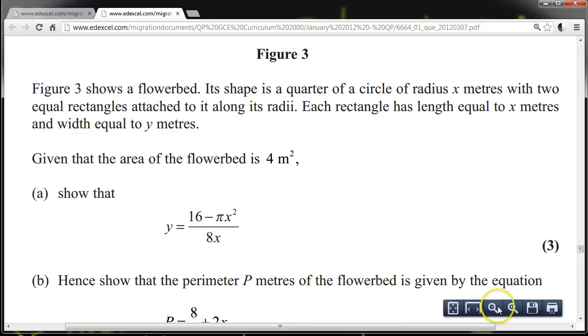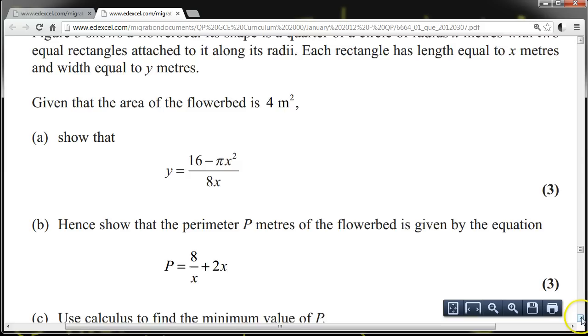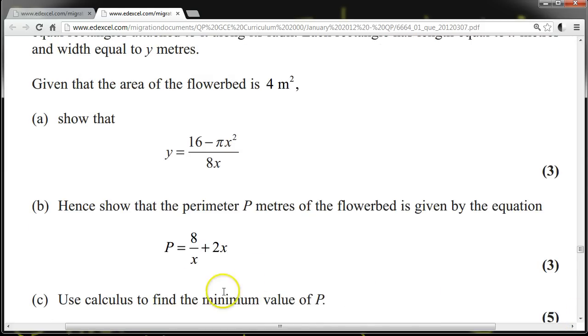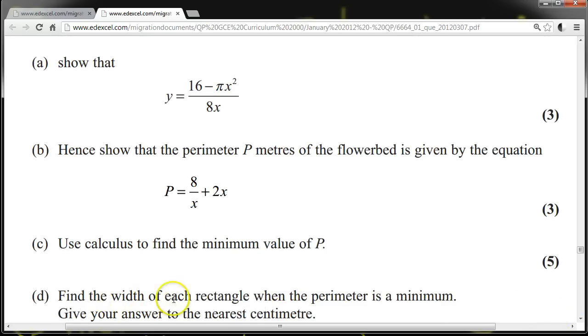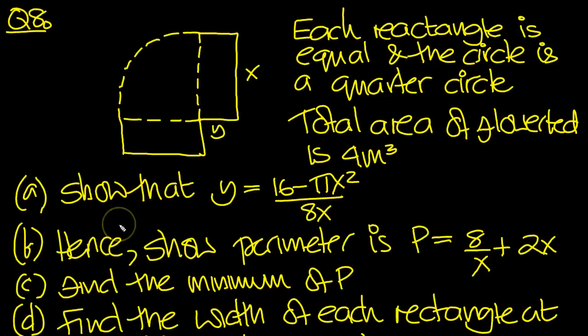Hence show that the perimeter P, in meters, of the flower bed is given by the equation P equals 8 over x plus 2x. Use calculus to find the minimum value of P, and find the width of each rectangle when the perimeter is a minimum. Give your answer to the nearest centimeter. Okay, I've got the question summarized here, so let's have a go at this first.